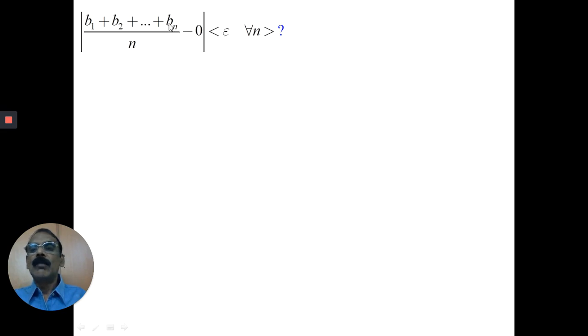For all, what about n? Now we'll discuss the nature of n. Since we have already assumed in the previous slide that mk by n is less than epsilon by 2, from this we are going to get the value of n. Now, let us cross multiply. mk is less than n epsilon by 2. Now, bring this 2 to the other side. Therefore, 2mk is less than n into epsilon.